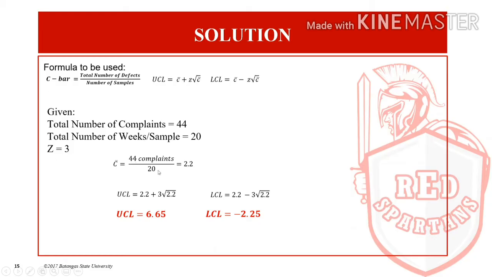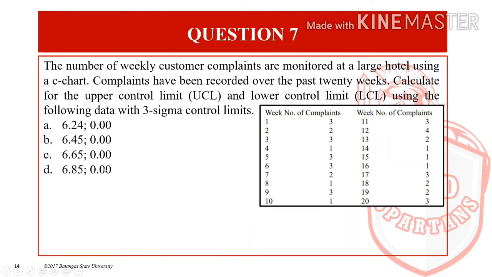Kunin muna natin si C bar. C bar is equal to 44 over 20, which is 2.2. So, 2.2 na C bar plus 3 na sigma multiplied sa square root ng 2.2. So, ibig sabihin yung ating upper control limit is 6.65 and lower control limit is negative 2.25. Pero wala tayong negative na limit, kaya ang ating lower control limit is equal to 0. So, ibig sabihin ang range natin is 0 to 6.65. Answer natin is letter C.